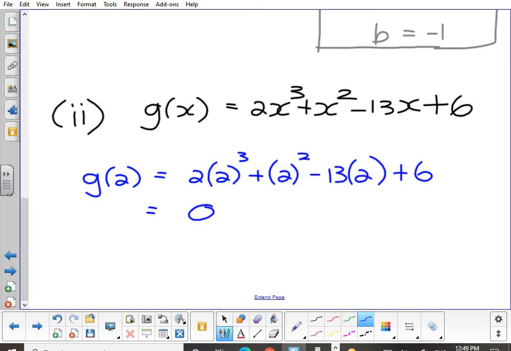Right. So I took 2 and I get 0. What does that imply now? That implies that x minus 2 is a factor of g(x). Remember, where do I get the negative 2 from? It's always with the opposite sign. Always.